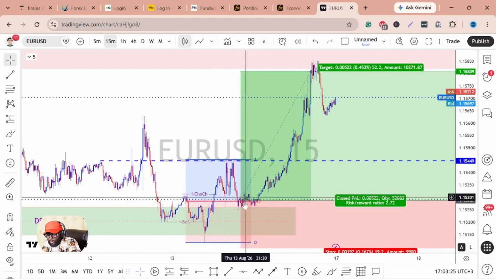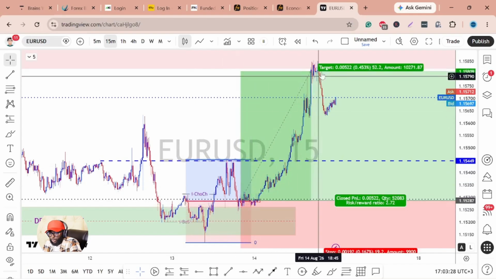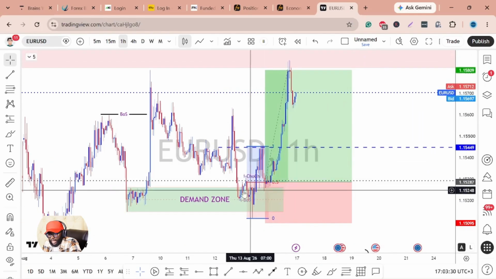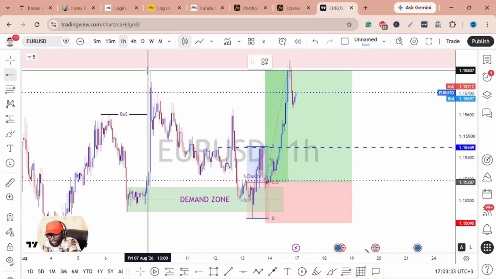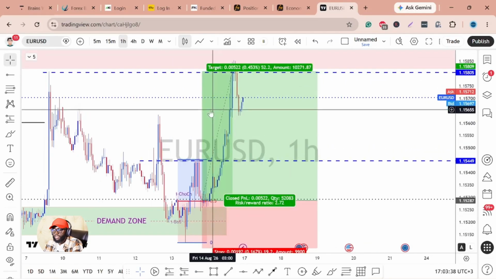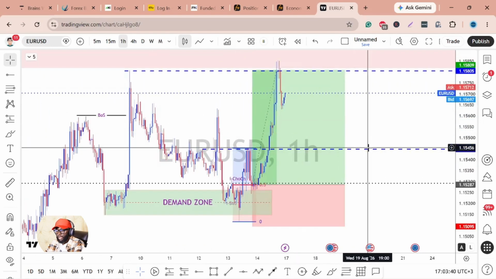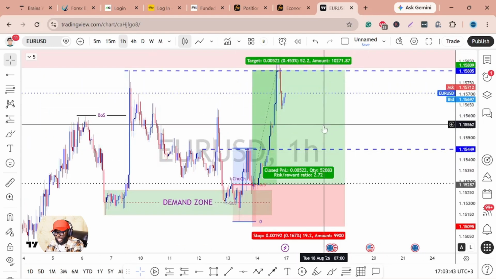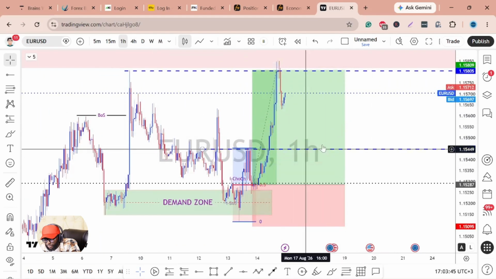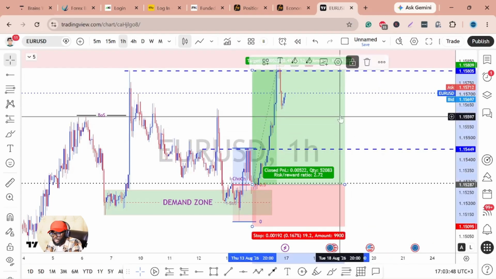Therefore, we had our entry from this level here, and we were looking for price to take out this buy side liquidity over here, or this swing high. You can call it buy side liquidity or swing high. It still means the same thing. So we had that beautiful setup of, my entry was a little bit higher, but a 1:2 risk reward ratio setup.